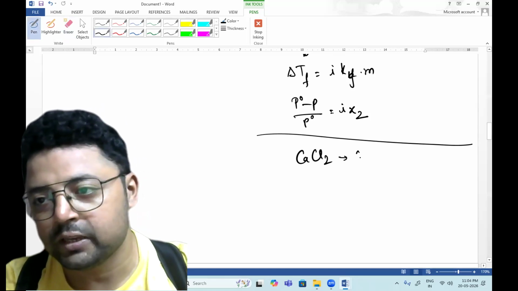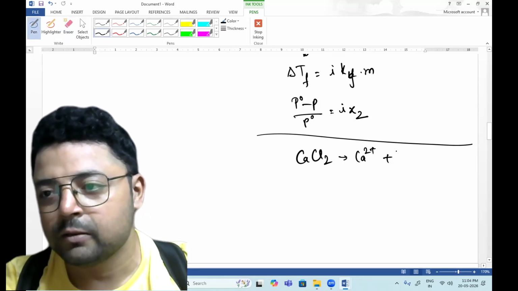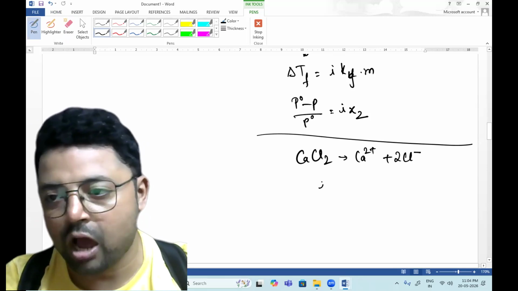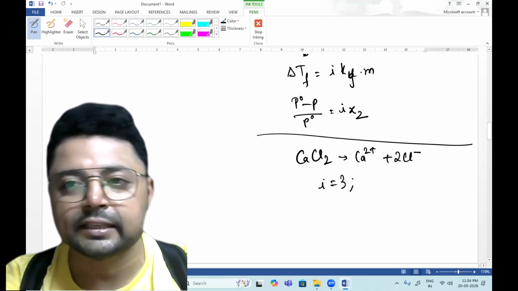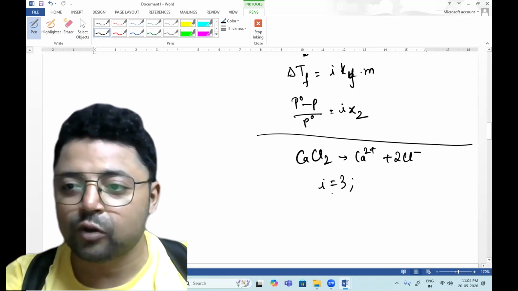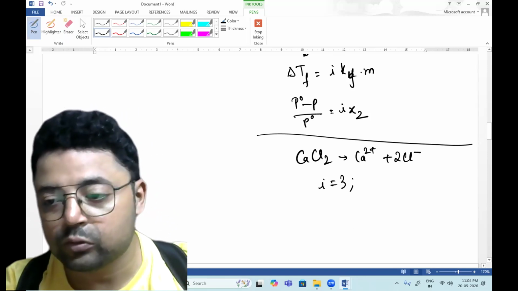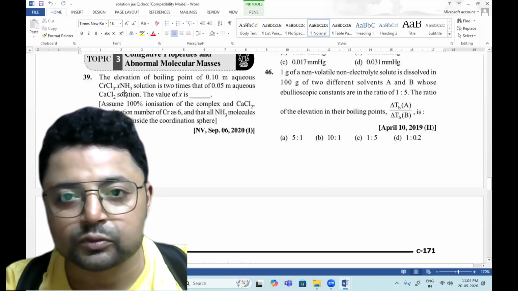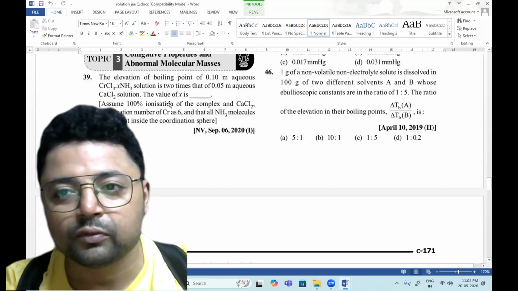CaCl2 will undergo complete dissociation, giving Ca2+ plus 2Cl minus. So i is equal to 3 for this case. So from here, what you have to do, you have to find some values. What values you have to find? You have to find this value.